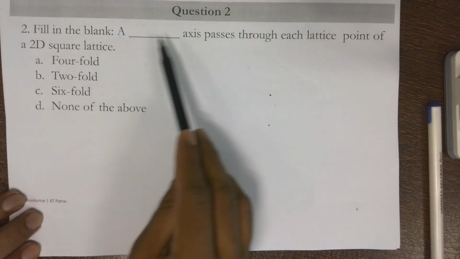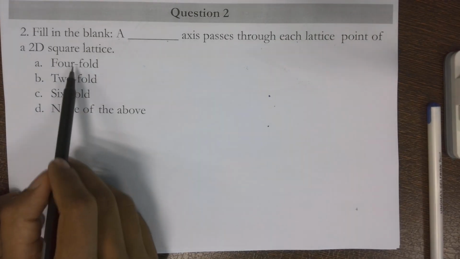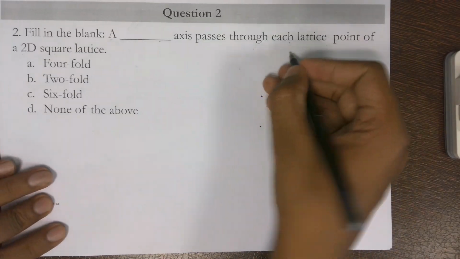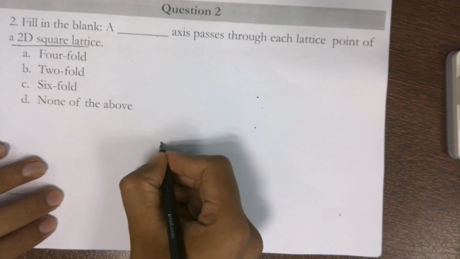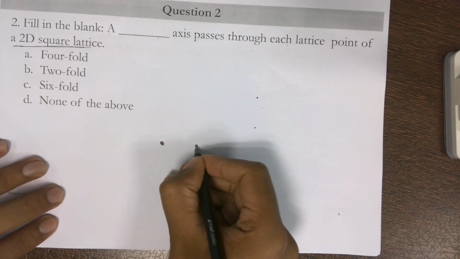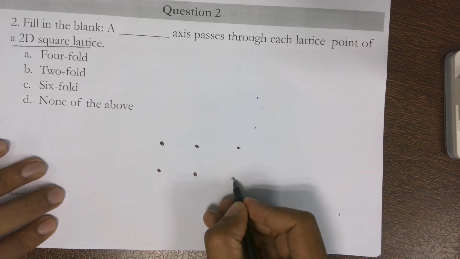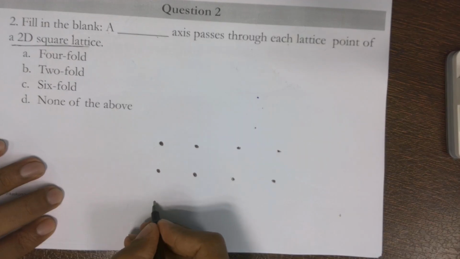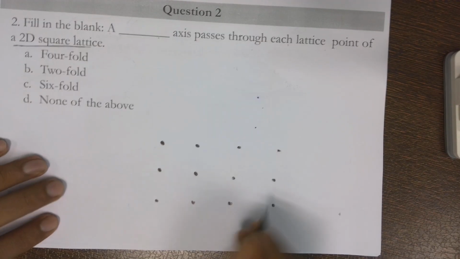Fill in the blanks. A dash axis passes through each lattice point of a 2D square lattice. 4-fold, 2-fold, 6-fold, none of the above. Let's focus on this particular part. 2D square lattice. Let's make the 2D square lattice. This is one of the squares. We can translate it in other directions. I will add one more.